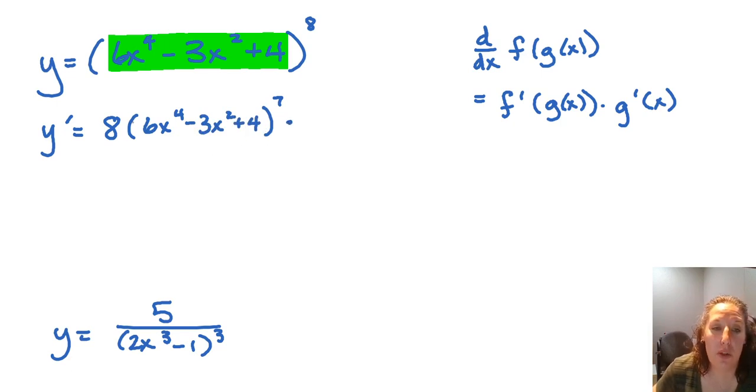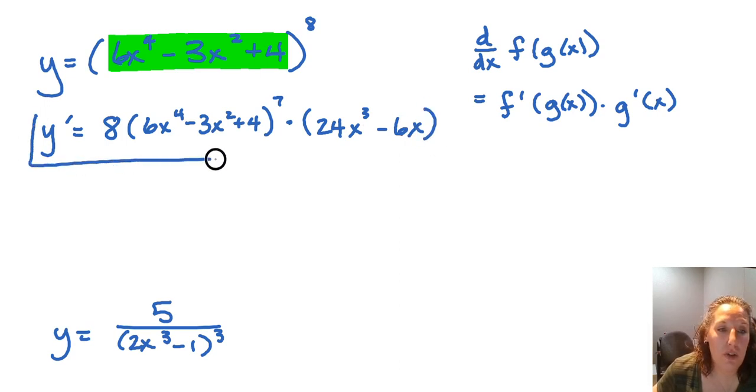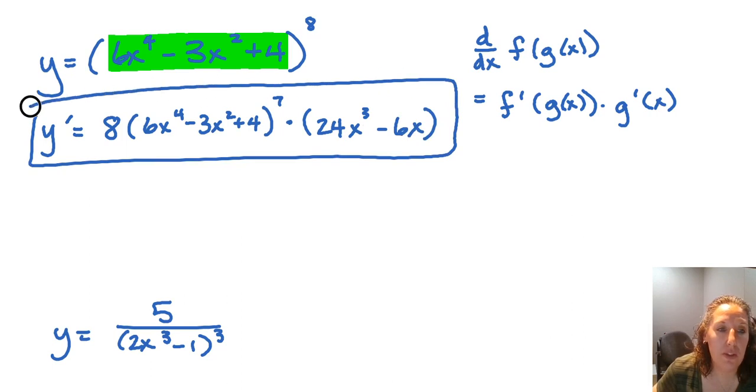So now we need to multiply by the derivative of that inside piece, and the derivative of that highlighted portion, 6x to the 4th, is going to be 24x cubed minus 3x squared. Derivative of that is negative 6x, and then plus 4, the derivative is 0. So our derivative using the chain rule is 8 times 6x to the 4th minus 3x squared plus 4 raised to the 7th. You could, if you wanted to, go ahead and multiply out.